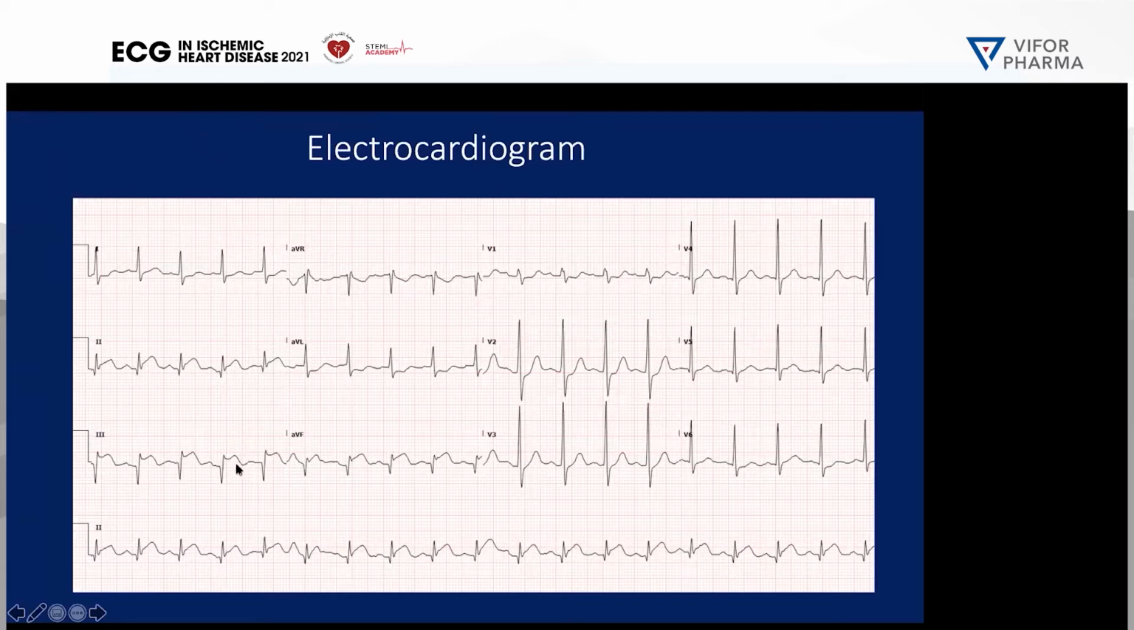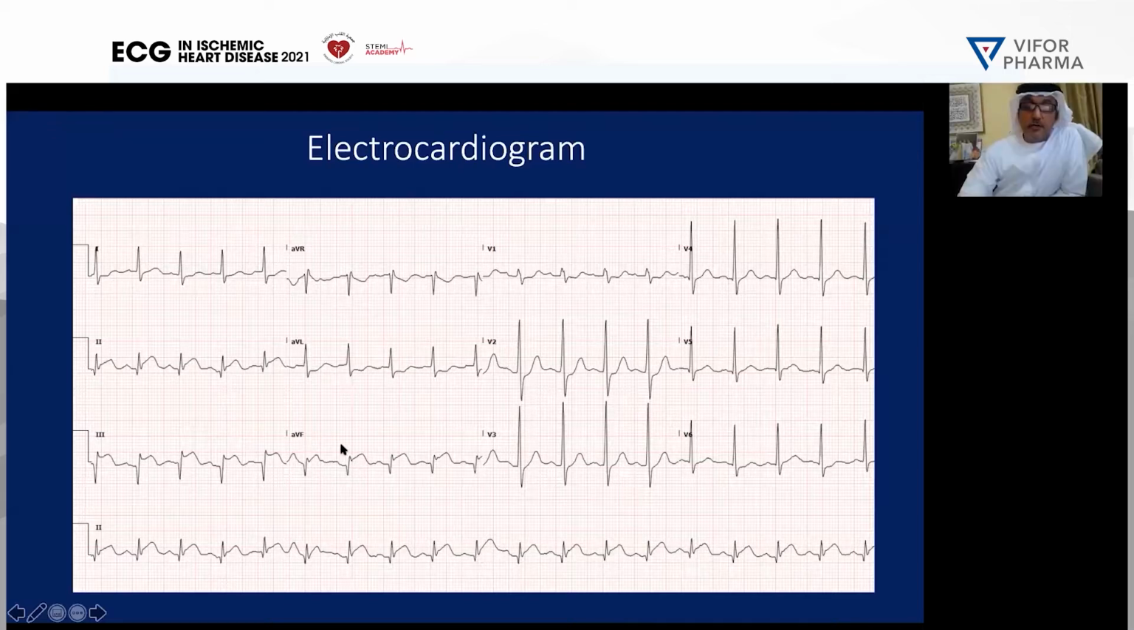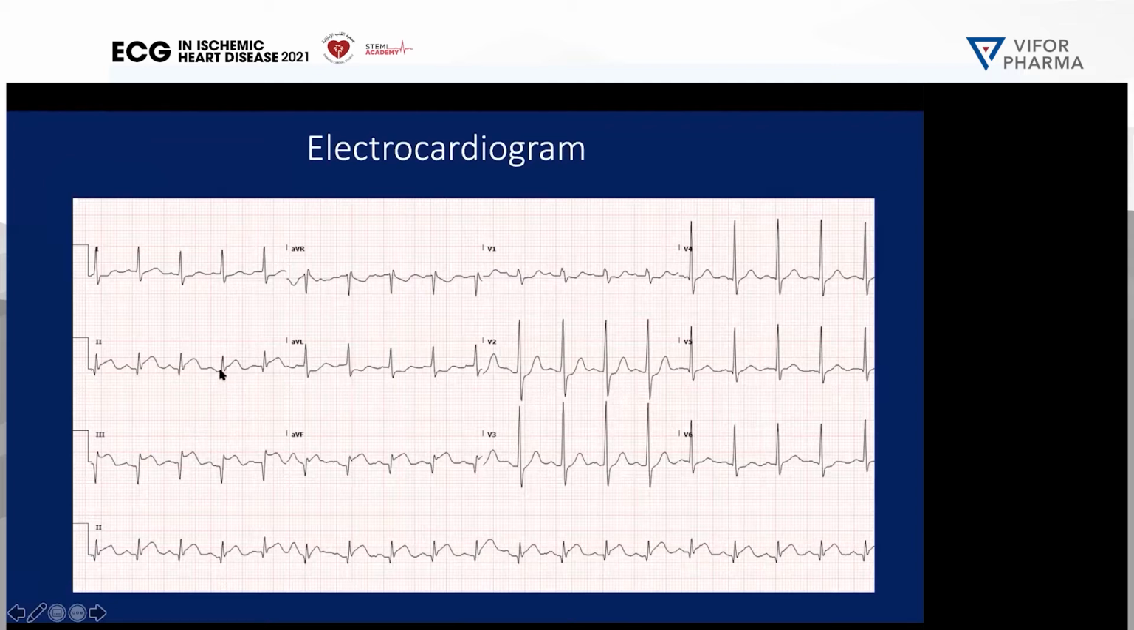So rate, rhythm, axis, intervals. If there is any PR interval or QT interval prolongation, it looks like I don't see anything significant. So this is the PR interval. It starts from the start of the P all the way to the start of the Q, and the PR interval is normal. So rate, axis, intervals, and then segments.